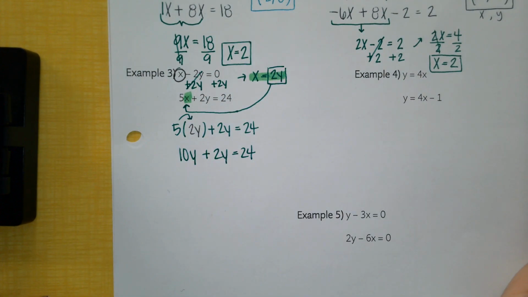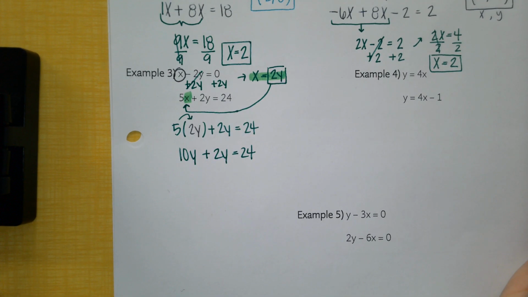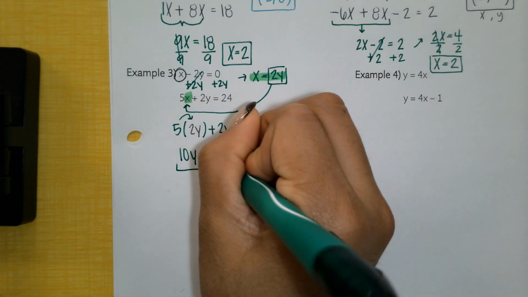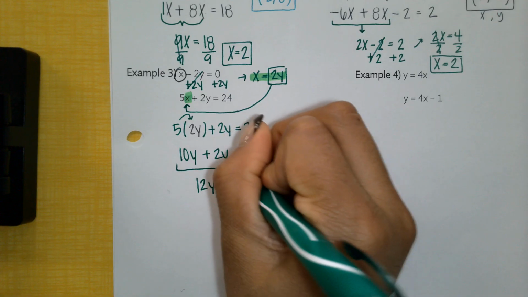All right. Then what's next? What are you confused on? You add the 10 and 2. So you combine your like terms. So 10y plus 2y will give you 12y is equal to 24.